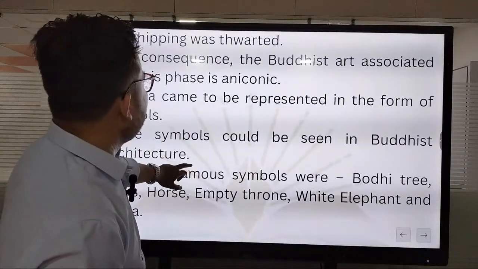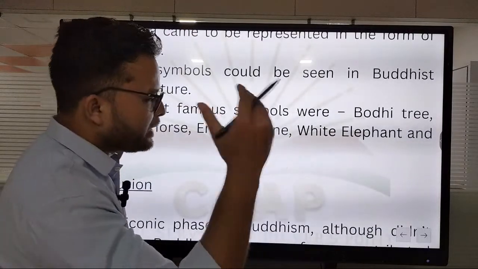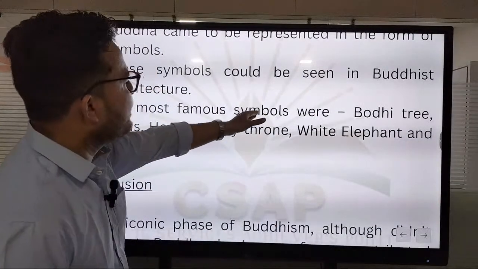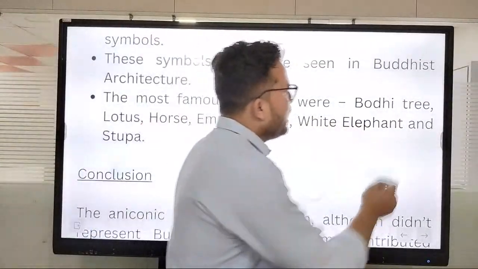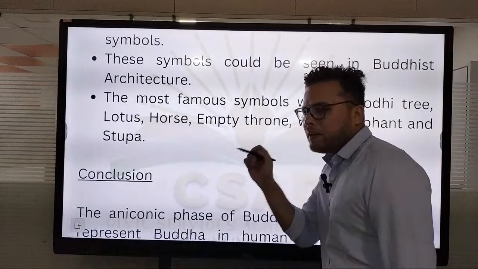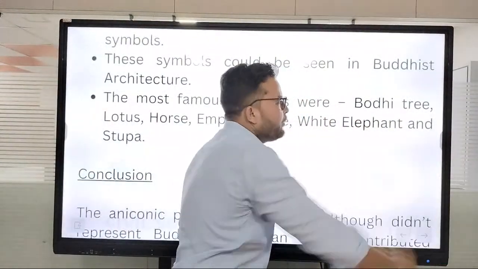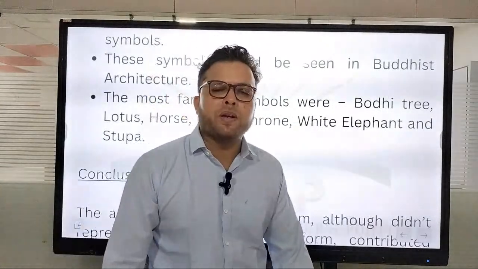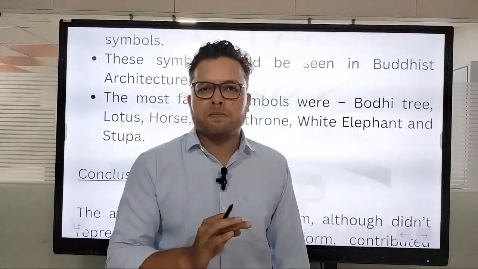See, Buddha came to be represented in the form of symbols. These symbols could be seen in Buddhist architecture everywhere. The most famous symbols were the Bodhi tree. Now, you will also have to explain the significance of these symbols. So, Bodhi tree, what is the significance? What is the relation between the Bodhi tree and Gautam Buddha? In place of Gautam Buddha, they are using symbols.